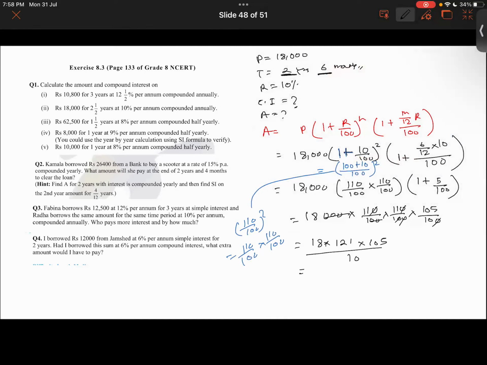Now see what value we are getting here. So quickly tell me, 121 multiplied by 18, that gives me how much?